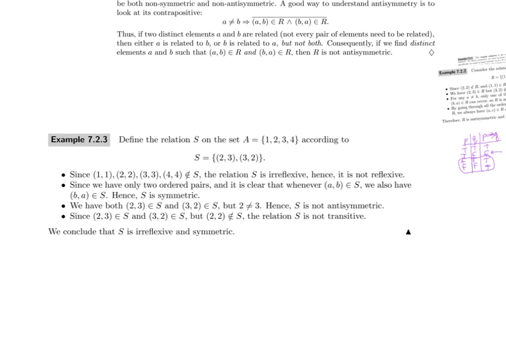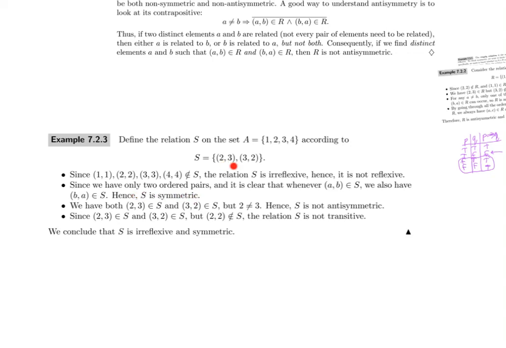What about this relation? There's only two ordered pairs in this relation. There's no ordered pairs of the form (a, a), so that means this relation is irreflexive. And it's definitely not reflexive. It's the complete opposite of reflexive. Now, we only have to check what's going on with two ordered pairs. If (2, 3) is in the relation, then (3, 2) is in the relation. That's true. If (3, 2) is in the relation, then (2, 3) is in the relation. That's true. That means S is symmetric.